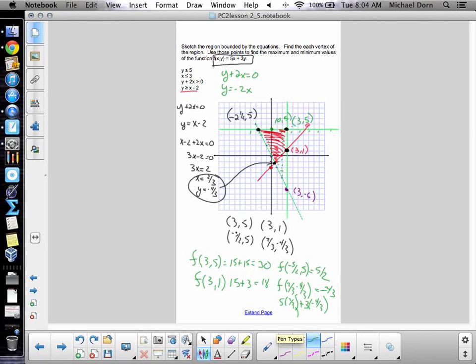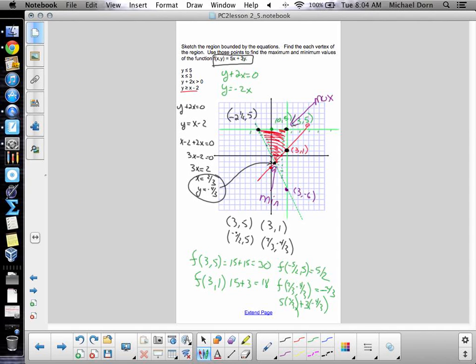So the maximum value, this is my maximum right here. That's my max. And this is my minimum for that function. And if we got into linear programming, we might create scenarios that these lines may represent actual data, and then that function would have meaning. But we aren't really concerned about that right now. It's really just the exercise of graphing and finding the points of intersection and that sort of thing. So that's kind of what we're doing today.